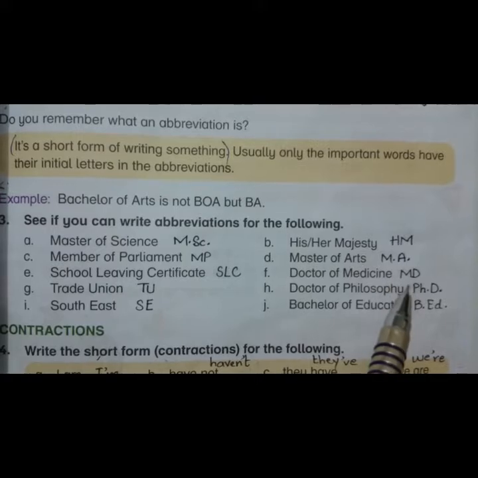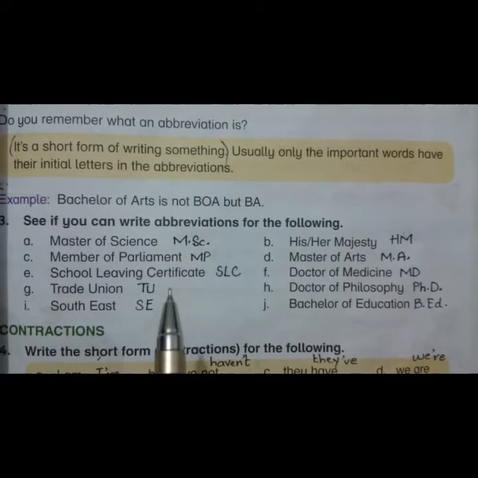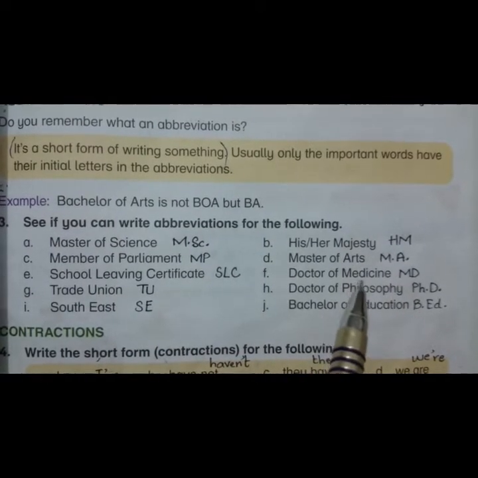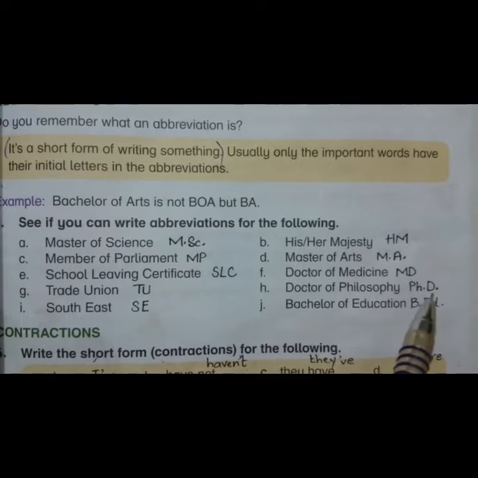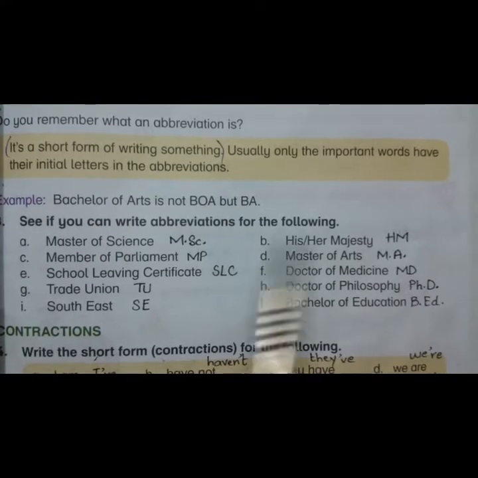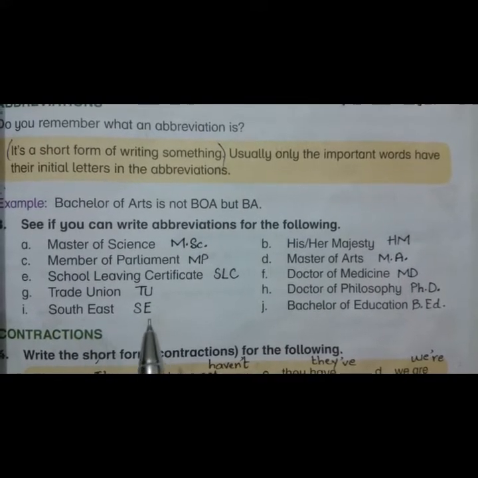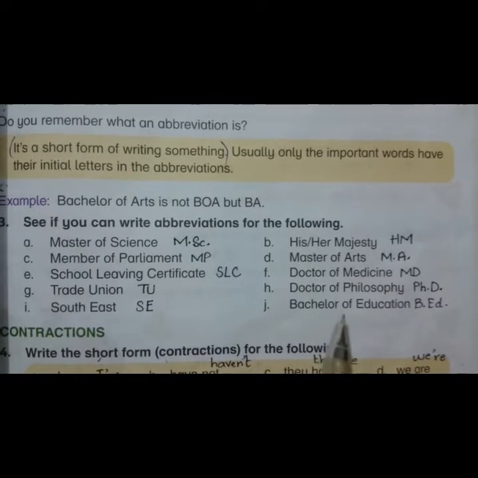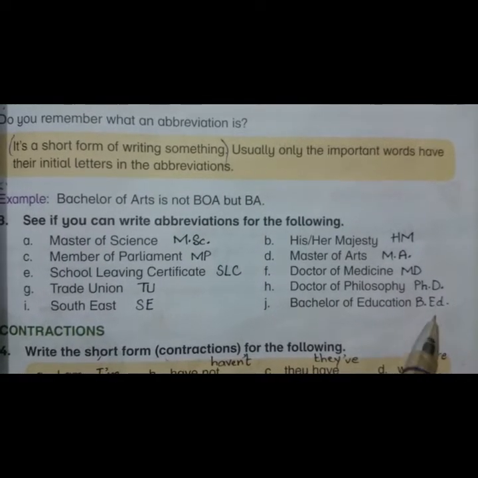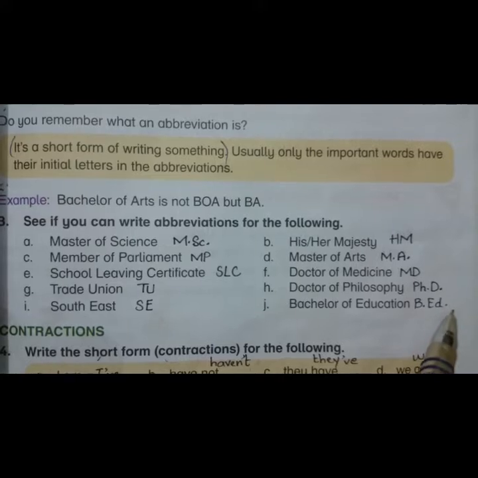Doctor of Medicine will be MD. Trade Union will be TU. Doctor of Philosophy will be PhD, with capital P, capital D and double dots. Southeast will be SE. And the last one, Bachelor of Education, will be B.Ed.